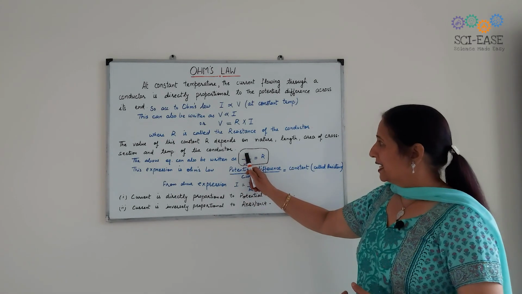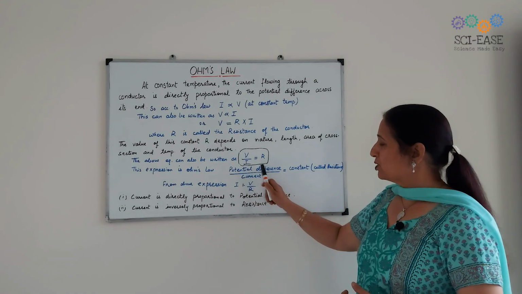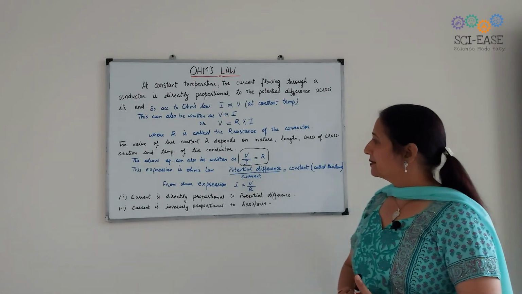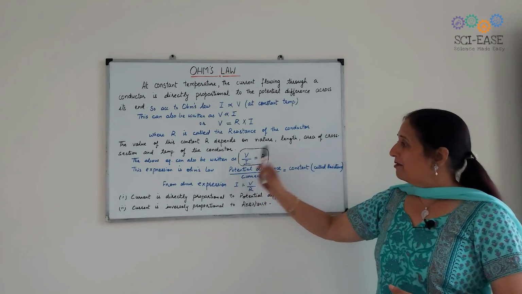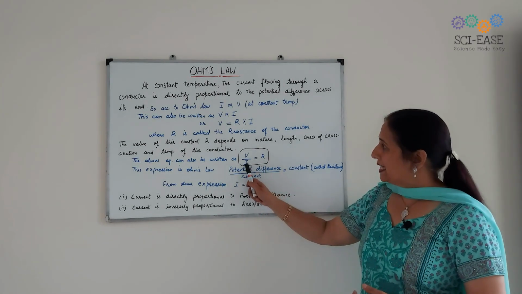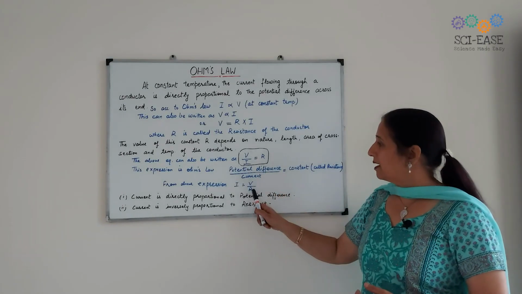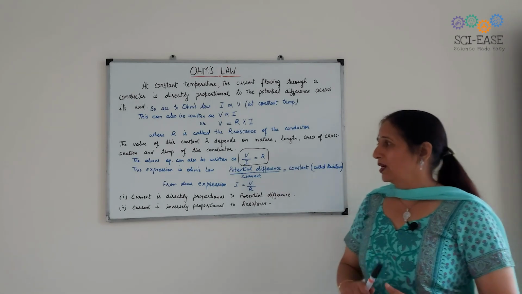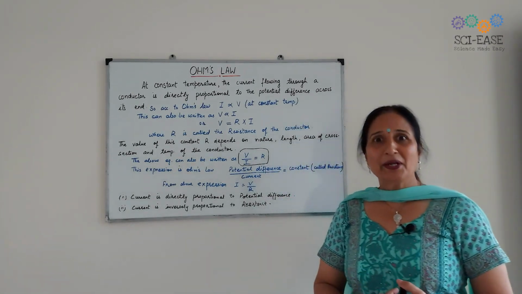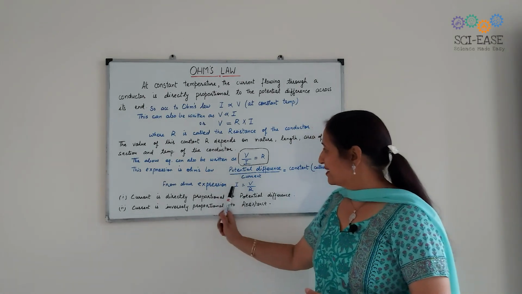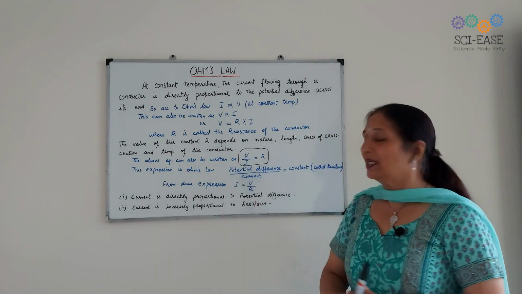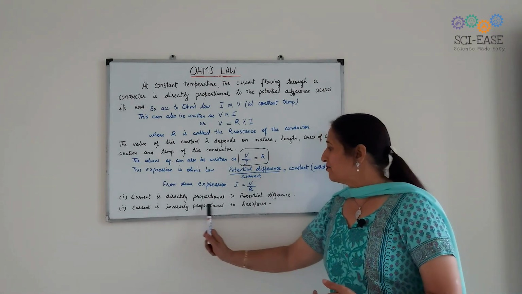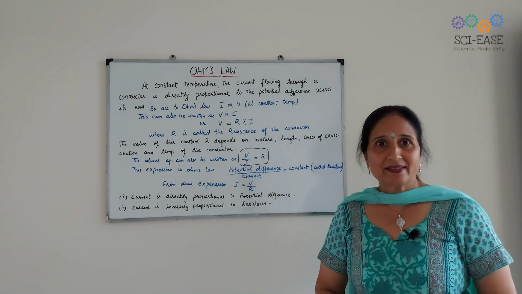Or you can write like this: V is potential difference, so potential difference over current is equal to a constant called the resistance. From the above expression, we can write I is equal to V over R. This expression can be written like this also. So, two things will be deduced. That is, current is directly proportional to the potential difference, one thing. And second, current is inversely proportional to resistance.